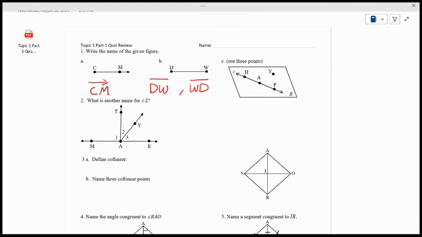Then we have plane. There's 2 ways to name a plane. The first way is using 3 points, but the points have to be non-collinear. Or the cursive capital letter in the corner. But it does not want me to do that method. It specifically says use 3 points. So for a plane, we normally do put the word plane, and then use any 3 non-collinear points.